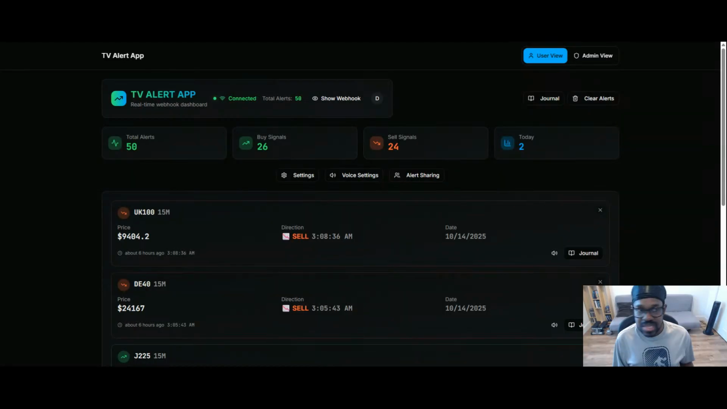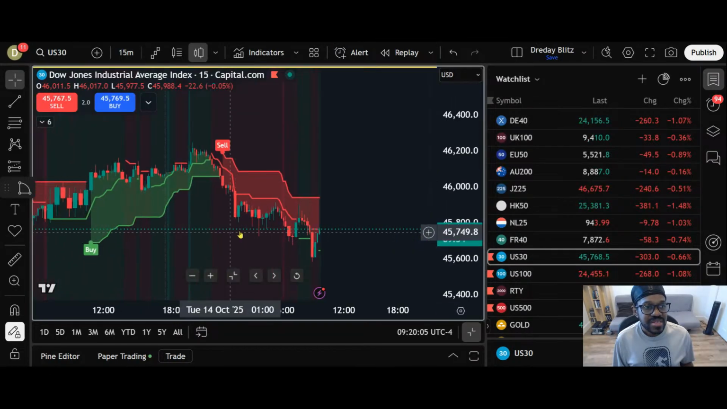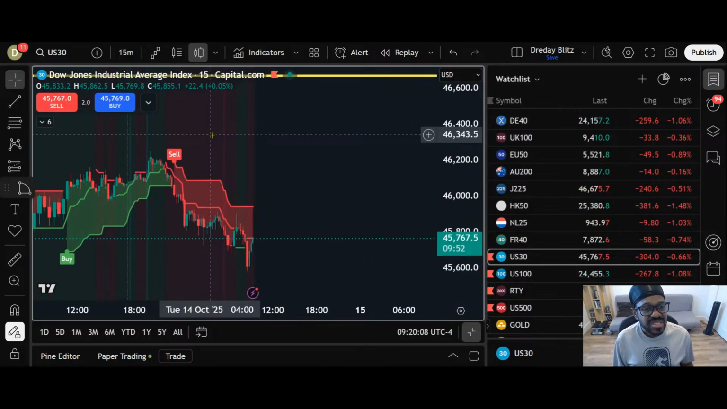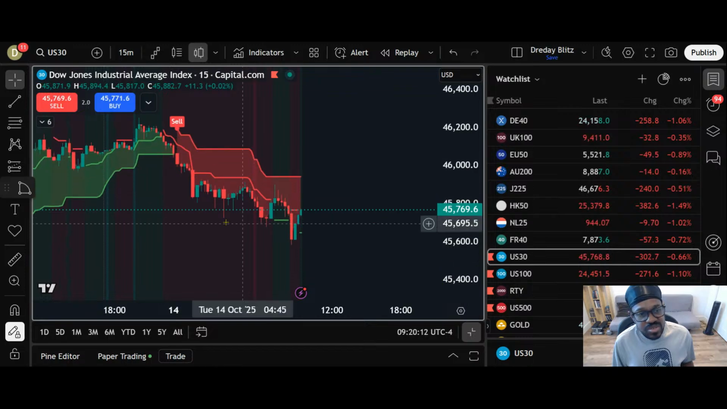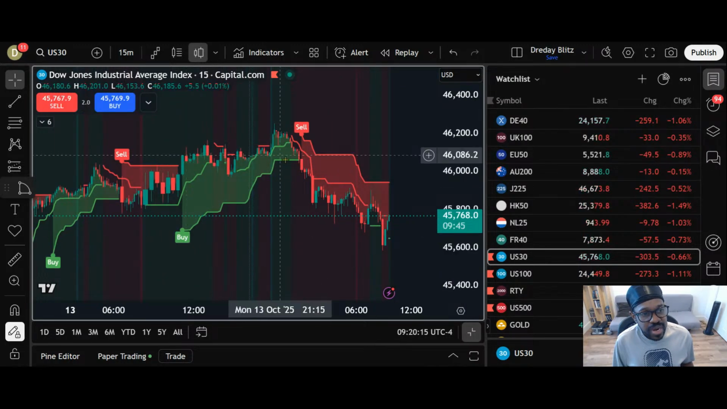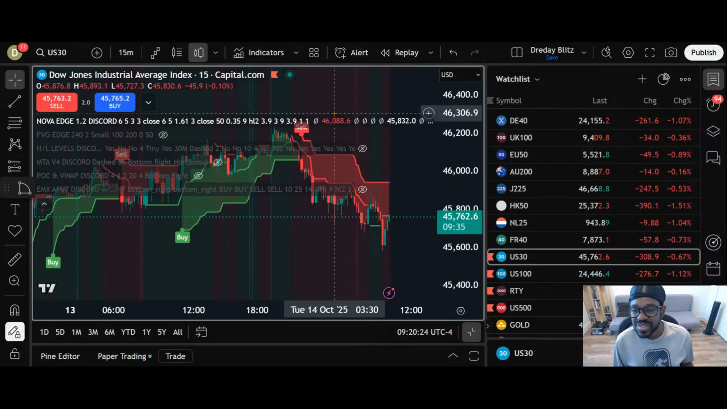All right, so let's get on to the TradingView chart, so I can explain to you the alerts and the indicators that we have. The first indicator here is Nova. This is a trend indicator that provides you with buy and sell signals. Pretty straightforward. Right now we're in a bearish movement here on US30.